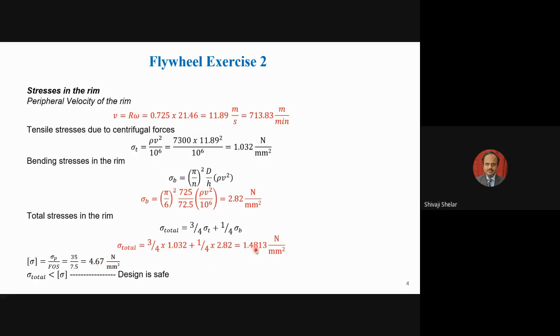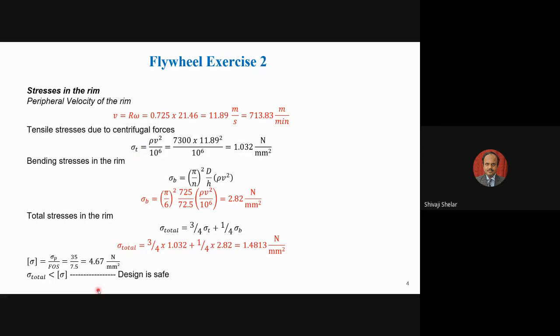So induced value is 1.48 and design value is here 4.67. So it is less than this sigma B value here. Again, it is asked to check your sigma T. This is sigma total. Sigma T also should be less than a particular limit.